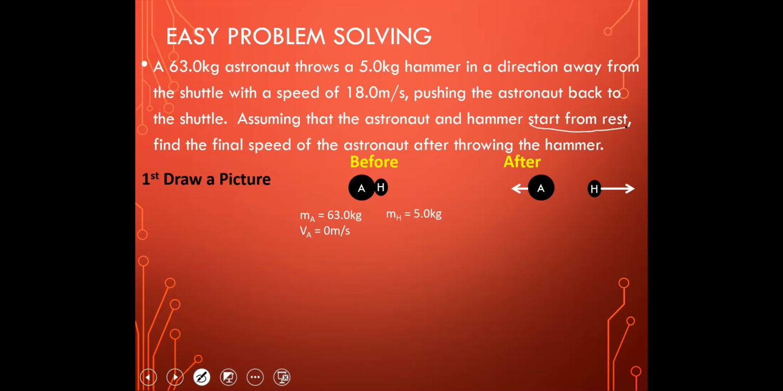The mass of the hammer is 5 and is at rest. Now look at what happened after collision. After collision, the mass of the hammer is 5. The velocity of the hammer is 18. The mass of the astronaut is 63, but his velocity is unknown. We have to find it.